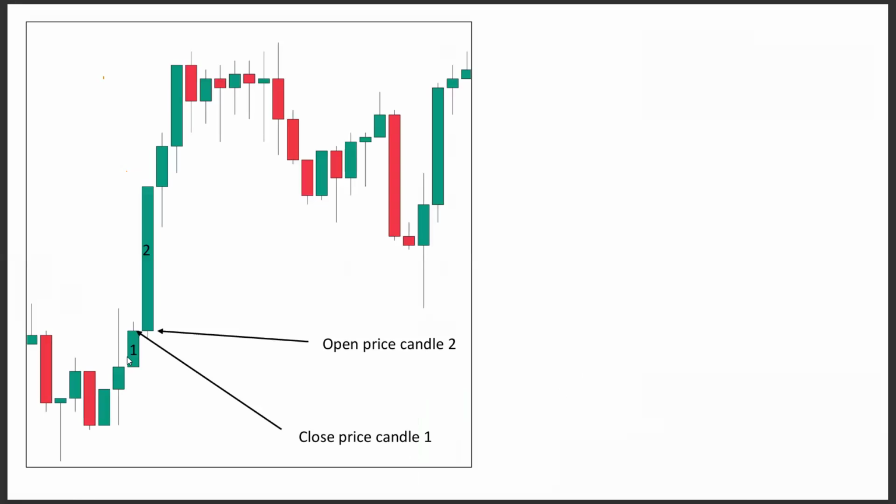Now you can see this is a normal chart. Now you can see this open price. Bullish candle closes at the top. So price opens here and closes at the top. Price opens here and closes at the top. This is a normal chart.